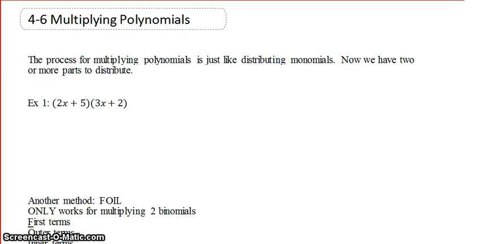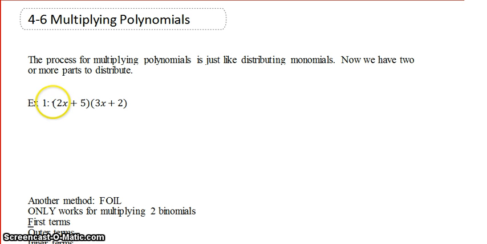Alrighty, so we're on to 4-6, which is multiplying polynomials. Very, very similar to what we just did before when we were distributing monomials to polynomials. But now, instead of just having one number to distribute to both, we have two numbers, or you can have three. You can do this with as many as you need.